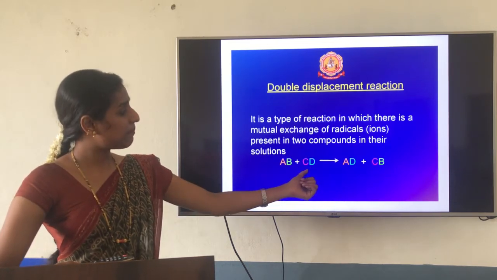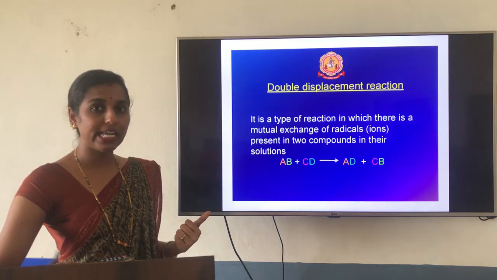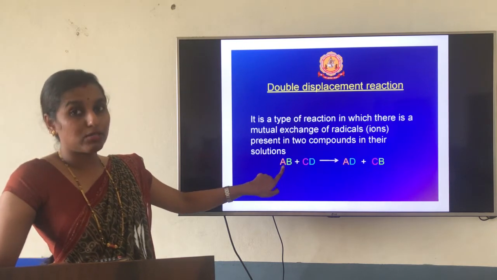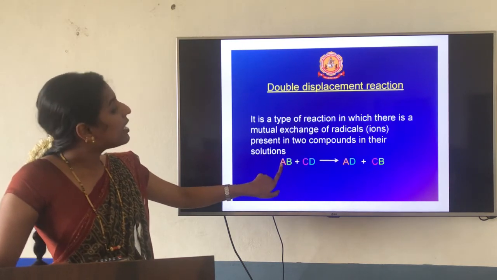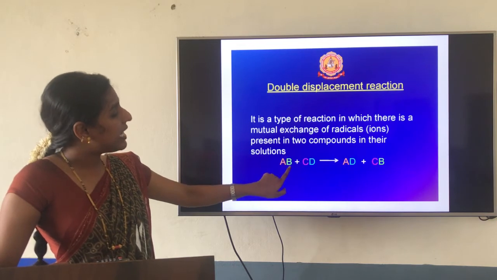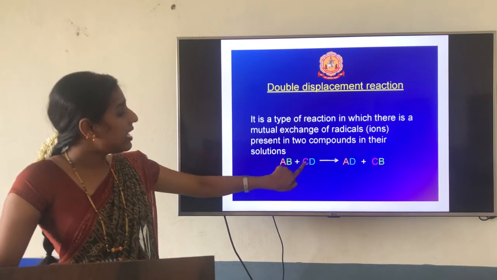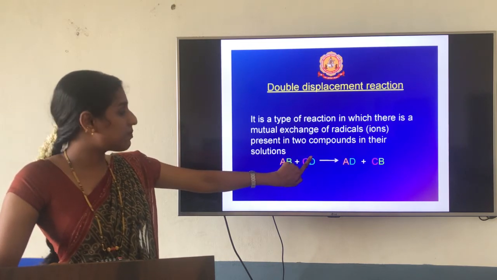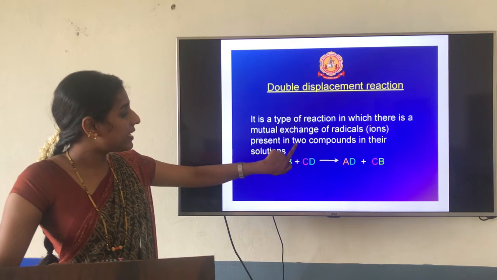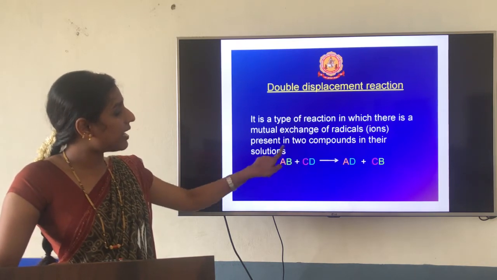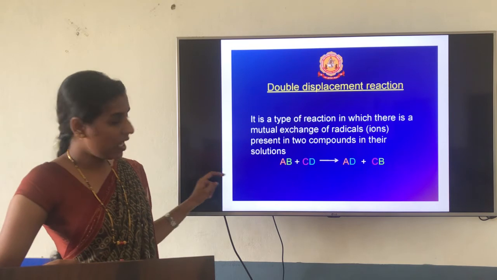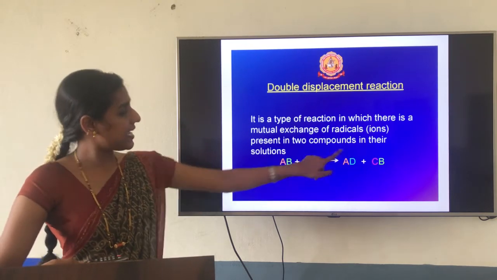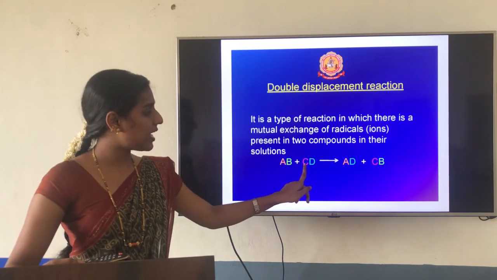So here, replacement or displacement will take place based on the ion. For example, one will have a positive charge and another will have a negative charge. So A has plus, B has minus. In the same way, C has plus, D has minus. So how will the displacement take place? Here the positive atom can displace the positive atom which is present over here. So C can displace A, so that you will get CB, and A will go here so that it will form AD.